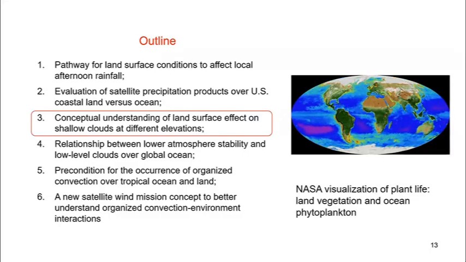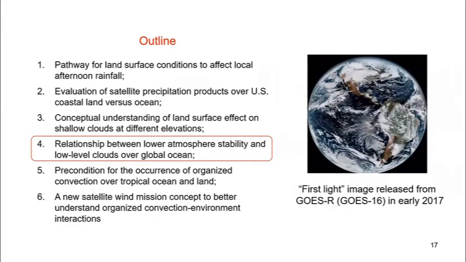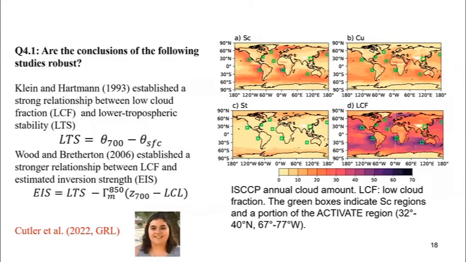I will skip this part to save some time and go to the next topic, about low-level clouds over the global ocean. Low-level clouds are very important for the climate system. For example, for geoengineering, one idea is to increase the low-level clouds, say over the California coast. That would reflect more solar radiation and hence cool the surface.